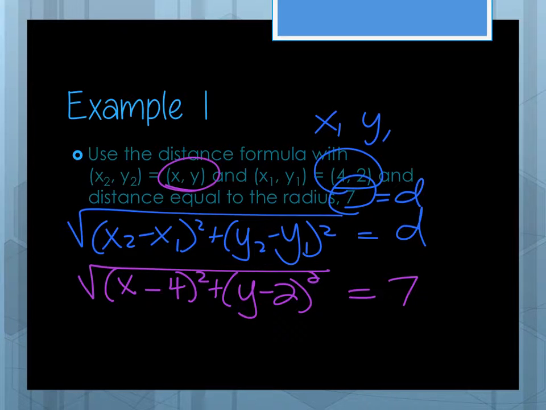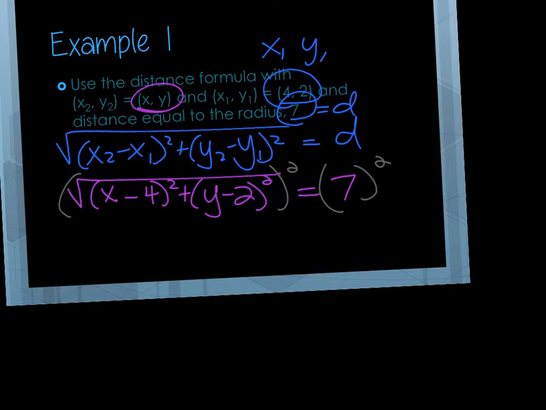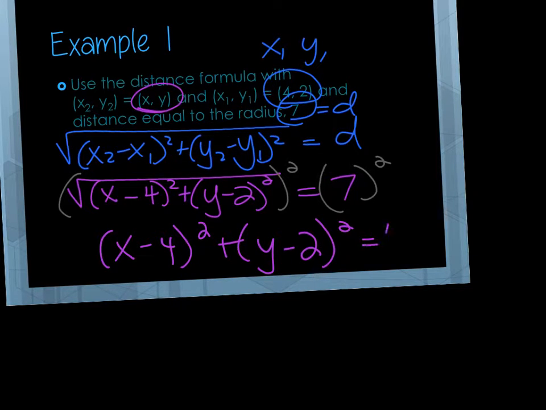Now the only real thing I can do with this is get rid of that square root. So how do I get rid of a square root? I square both sides. So the square on this side and the square on this side gives me x minus 4 squared plus y minus 2 squared equals 49. And that's what the equation of a circle is going to look like.